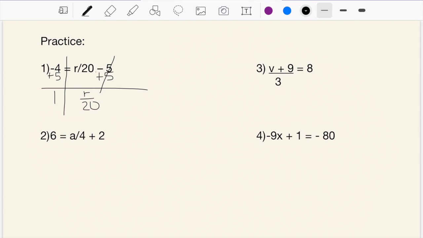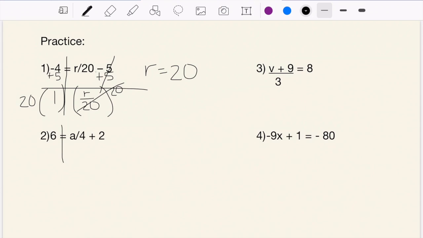So then we do the division and multiplication. So we're dividing by 20 here. So to get rid of the 20, we are going to multiply by 20, which cancels out over there. 1 times 20, you should have gotten r equals 20. All right, let's look at number 2.